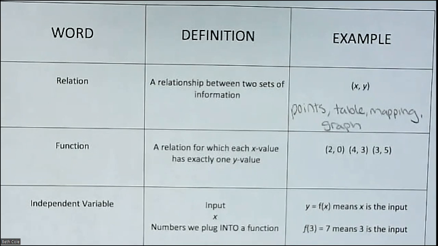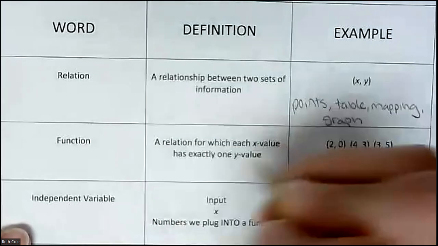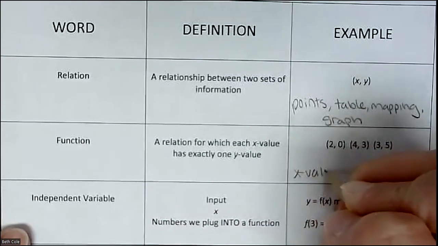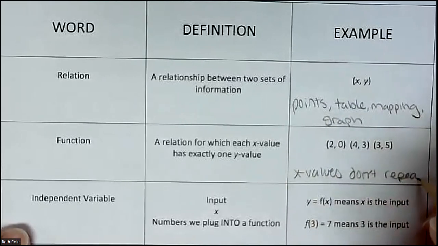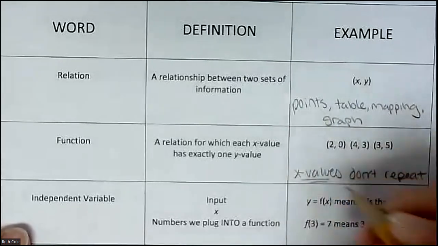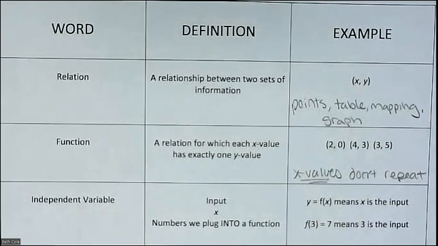A function is a very specific relation. Each X value has only one Y value. So what that means is your X values do not repeat. The X values don't repeat. It doesn't matter what the Y values do, but the X values don't repeat.